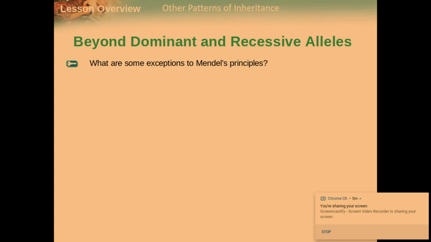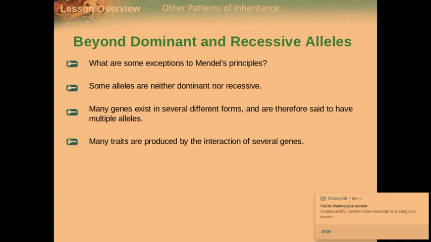So what are some of the exceptions to Mendel's principles? Either some alleles are neither dominant nor recessive, or many genes exist in several different forms and are therefore said to have multiple alleles. And we're going to talk about all these. Many traits are produced by the interaction of several genes.